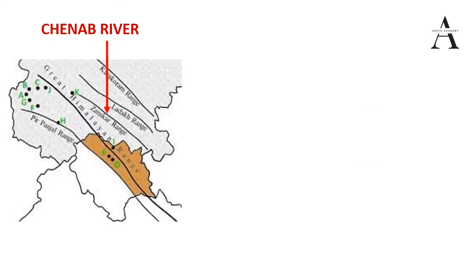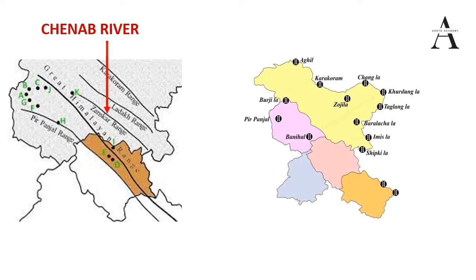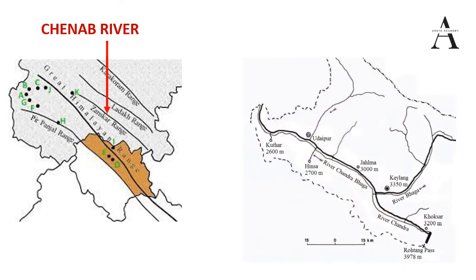Now we will discuss the Chenab River. Chenab River originates from the Jaskar range in Lahaul Spiti, as you can see in the diagram, near the Baralacha La Pass in Himachal Pradesh. The two streams, Chandra and Bhaga, come together, merge, and form River Chandra Bhaga, which is also known as the River Chenab.